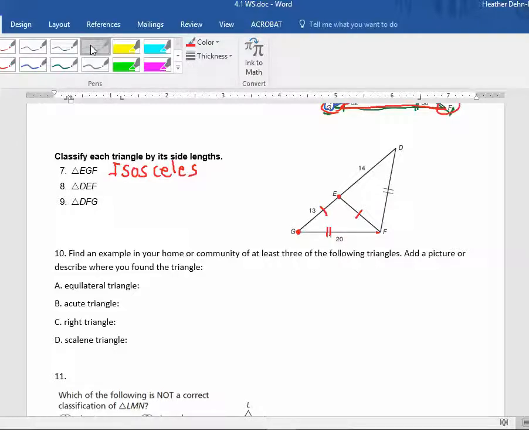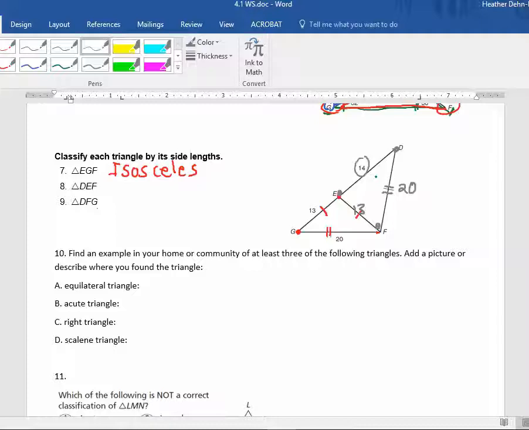And then for DEF, that's DEF, we have that 1 is marked with 1 mark, 1 is marked with 2, and this one's not marked. So we need to find out, is this the same as either EF or FD? Well, how do we know? We know that EF is the same as EG, and they're both 13. So this one's 13. We know that GF is 20, and it's marked with 2 tick marks, and this one is also marked with 2 tick marks, so it's also 20. So if this is 13 and this is 14 and this is 20, then this is not isosceles, it's not equilateral, so it must be scalene.